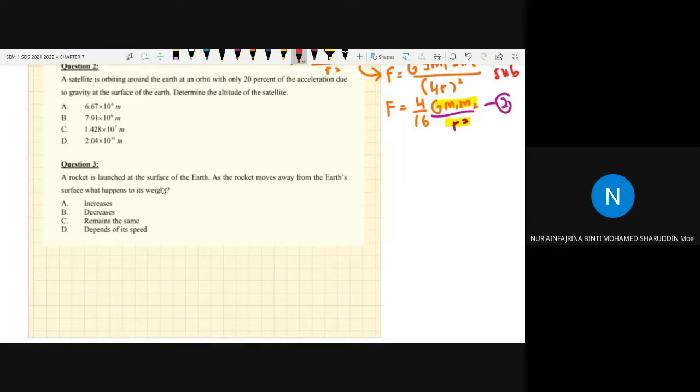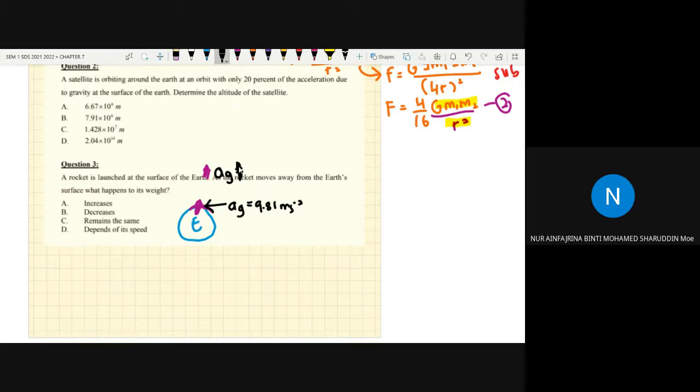So dia cakap, a rocket is launched at the surface of the earth. Okay, surface of the earth. So ini earth, kita akan ada surface of the earth. As the rocket move away from the earth. Contohnya roket tu sekarang dekat sini. Okay, mula-mula roket tu kat sini. Okay, kita tahu kalau dekat sini gravitational acceleration dia 9.81 meter per second squared. Tetapi Miss nak tanya, kalau dia dekat sini, dia punya gravitational acceleration akan meningkat atau menurun?